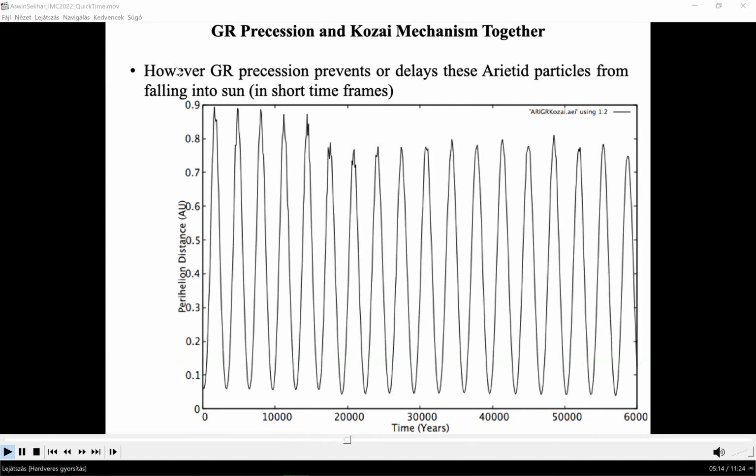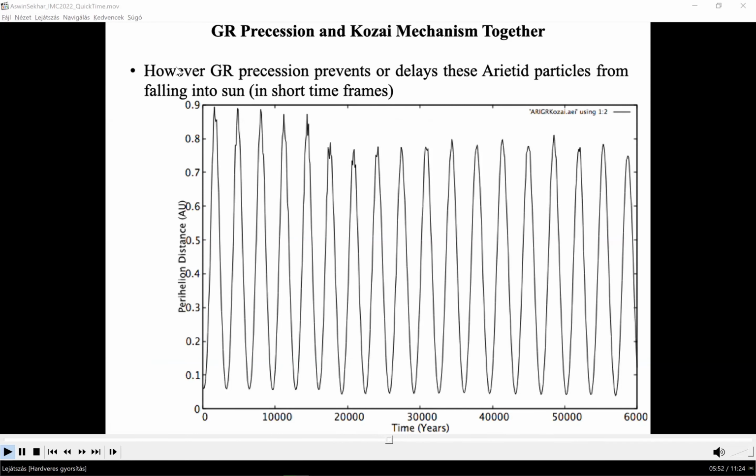So this GR precession and Kozai mechanism, when they come together, it's very interesting that this GR precession can actually prevent or sometimes delay these Arietids particles from falling into the sun. And in these short time frames, it actually shows how the relativistic effects can suppress some of these secular effects which happen in dynamical evolution due to this Lidov-Kozai mechanism, and how the relativistic effects can actually change the long-term evolution of these bodies.